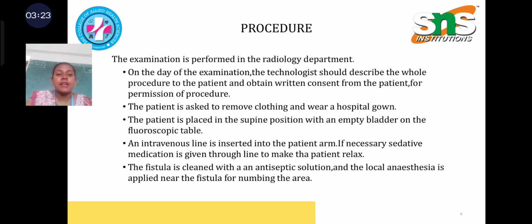The fistula is cleaned with an antiseptic solution and the local anesthesia is applied near the fistula for numbing the area. Local anesthesia may be mostly lignocaine or xylocaine gel, or they will give it as an IV medicine, or they will give it as an injection.